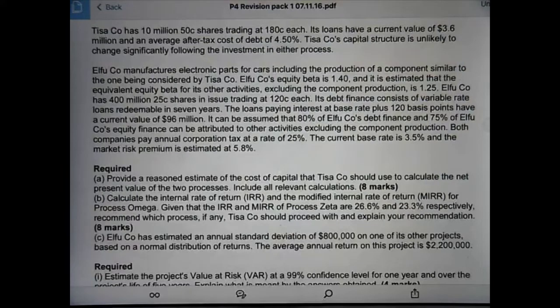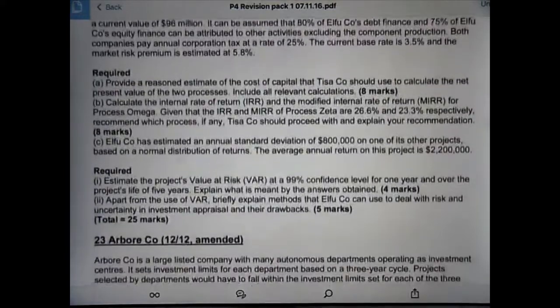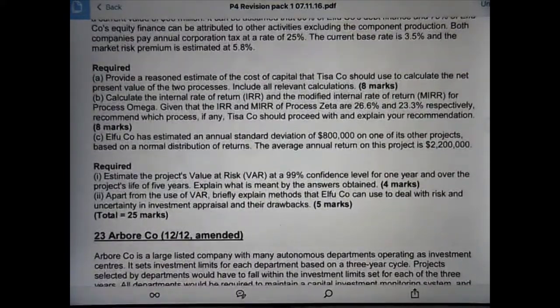Got it? Okay. Calculate the IRR and MIRR for process Omega. Given that IRR and MIRR for process Zeta is 26.6 and 23.3 respectively, recommend which process, if any, Tisa should proceed with, and explain your recommendation. Then, Alpha had estimated the annual standard deviation of 800,000 for one of the other projects based on a normal distribution of return. The average annual return for this project is 2.2 million. Estimate the value at risk at 99%.